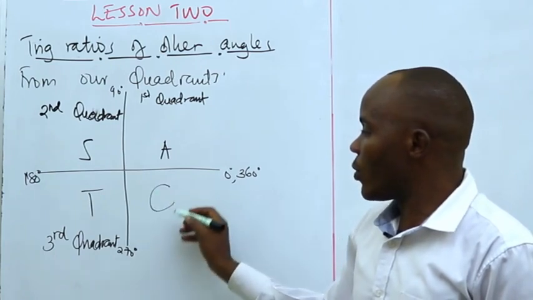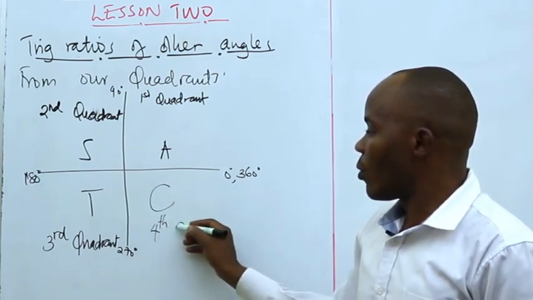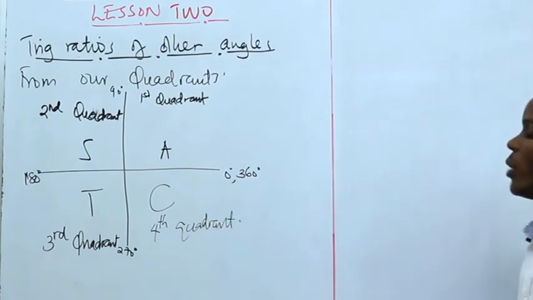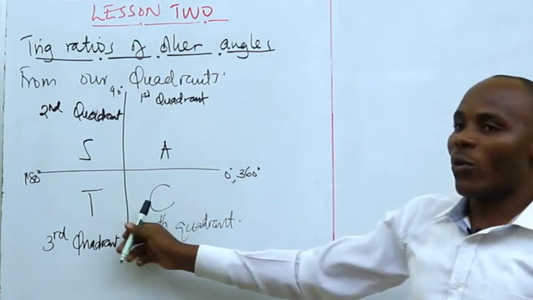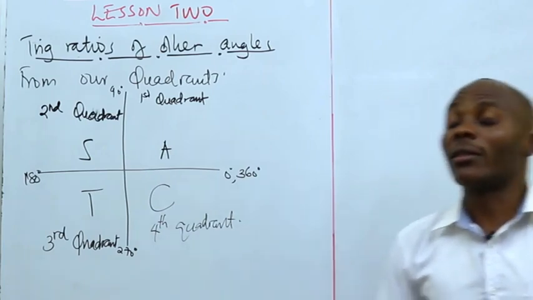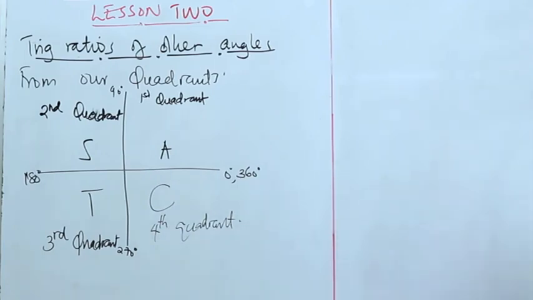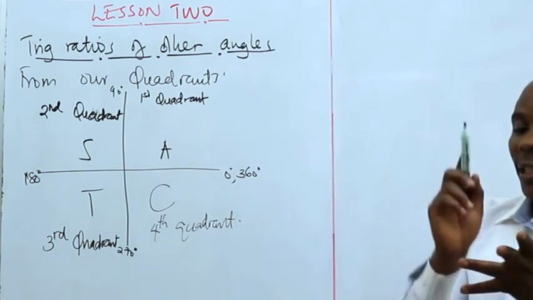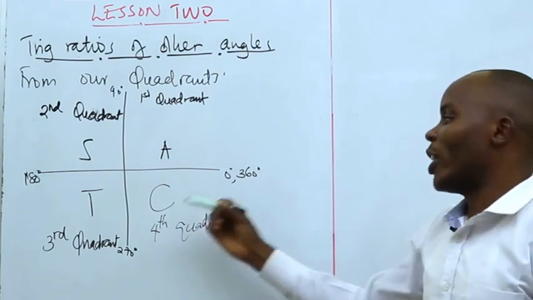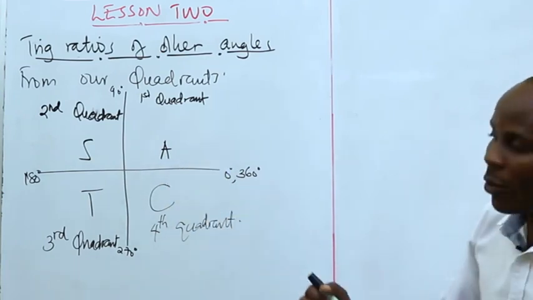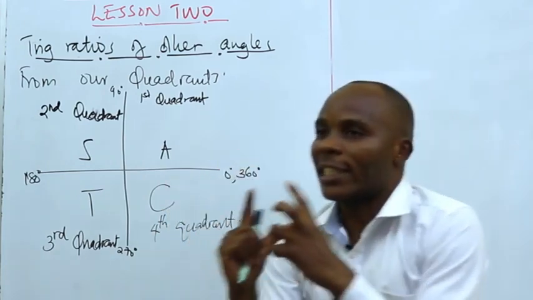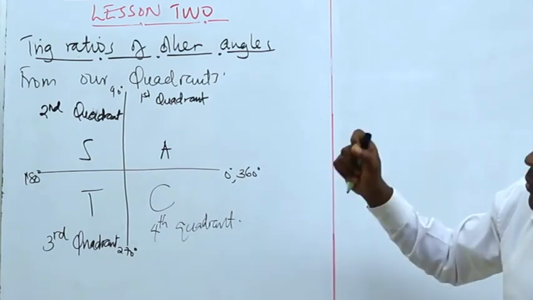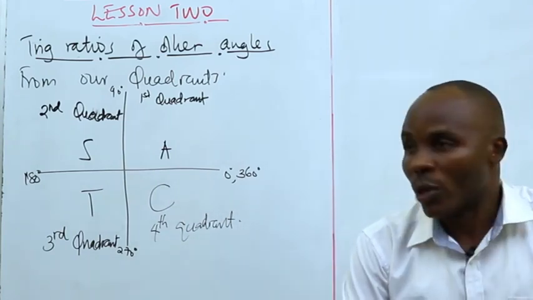Lastly, we have C. This is in the fourth quadrant. There, the cosine of angles here is positive. The rest are negatives. When I talk of the rest, we have sine and tan. So sine and tan of angles in the fourth quadrant will generate for you a negative value.